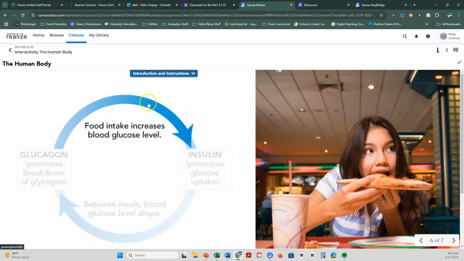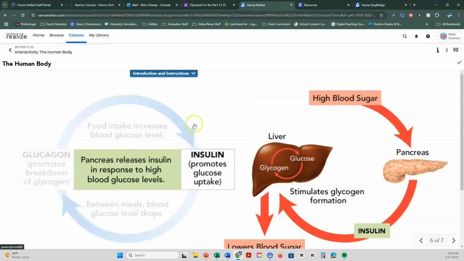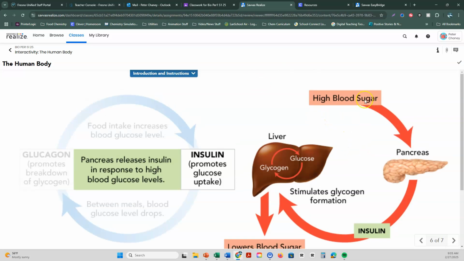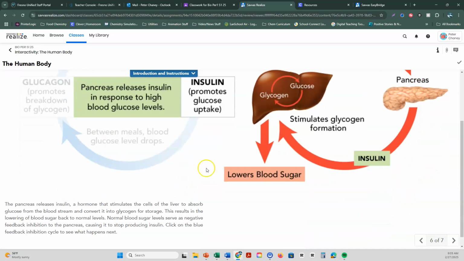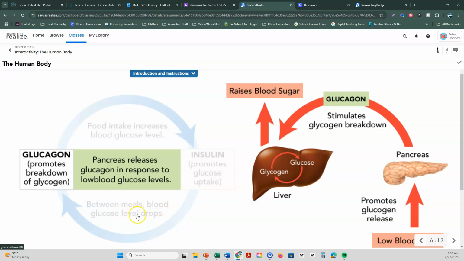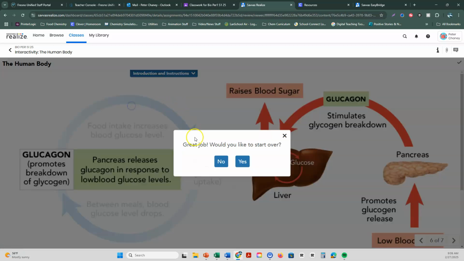So we'll get this out of the way. We'll click over here. We'll read through these information screens so that we can answer the question on the next page. Pancreas releases insulin in response to high blood glucose levels. Between meals, blood glucose levels drop, and that's the cycle right there.